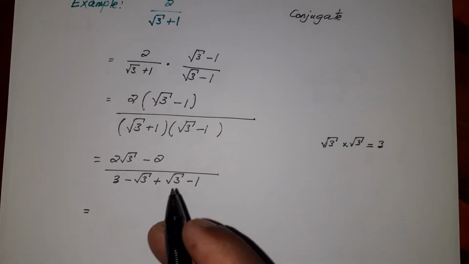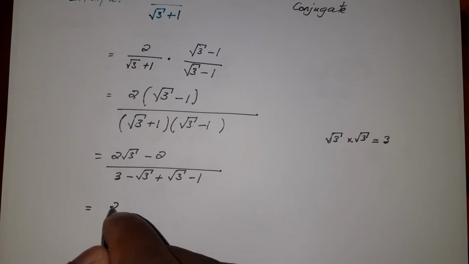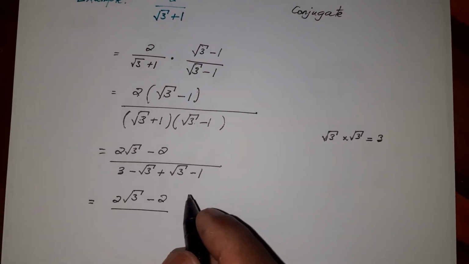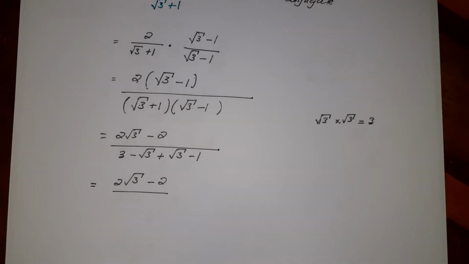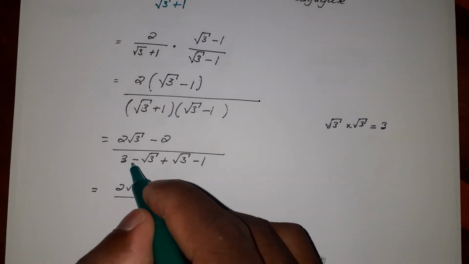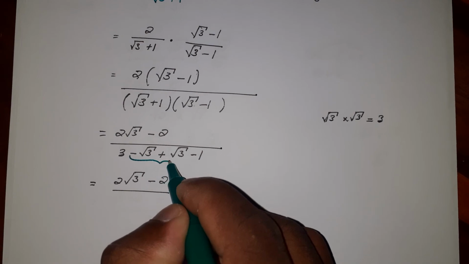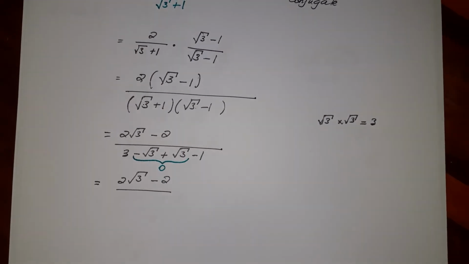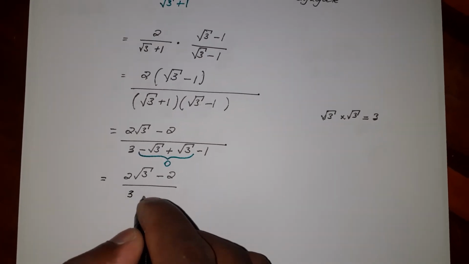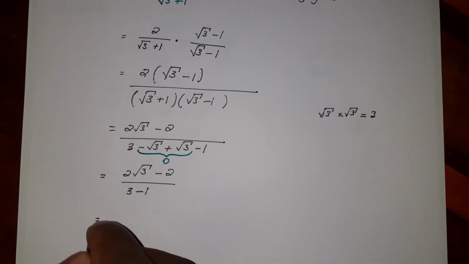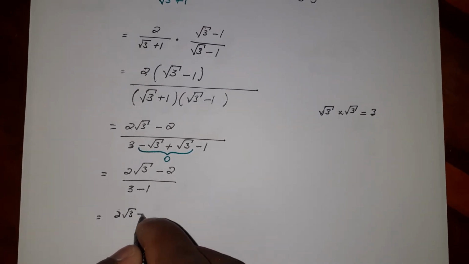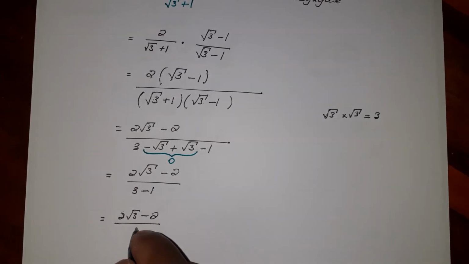Now from here, we write the numerator as it is. We have 2 square root of 3 minus 2. And then here what we can see is that this minus square root of 3 and positive square root of 3, this will give us 0. Therefore, what we only have is 3 minus 1. Then you are going to have 2 square root of 3 minus 2 over, 3 minus 1 is 2.